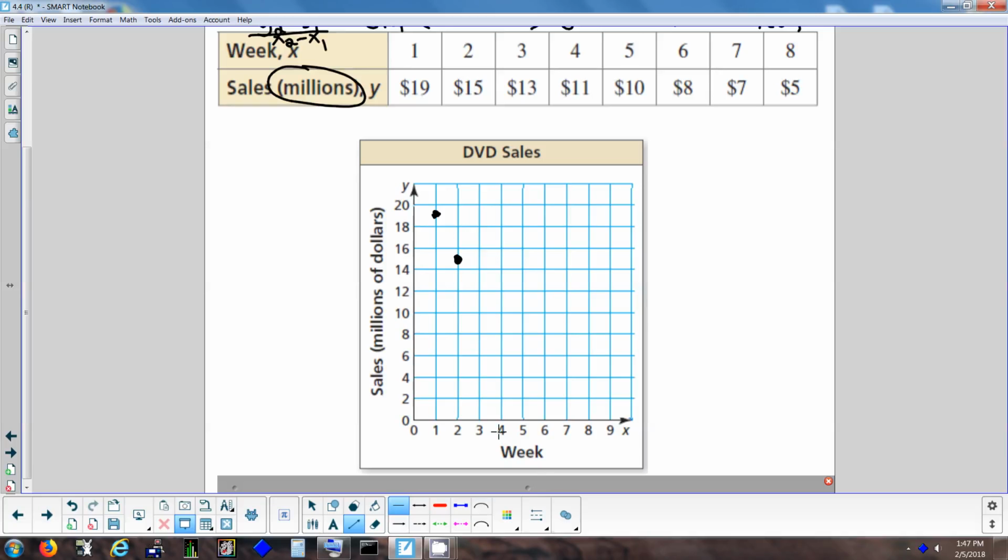All right. Then we got 3, 13. Again, not a perfect, so it's going to go in between. Then we're going to have 4, 11. We're going to have 5 and 10. We're going to have 6 and 8. We're going to have 7 and 7. And we're going to have 8 and 5.